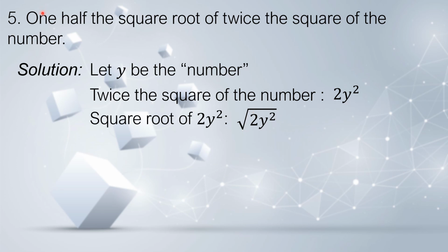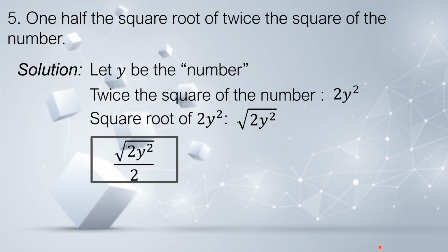Next, so i-combine na natin siya dun sa natitirang words na 1/2. So, sa halip na maglagay kayo ng 1/2 times the square root of 2y squared, pwede nyong ilagay ang square root of 2y squared over 2. Pero, pwede nyo ring isulat yung 1/2 times square root of 2y squared.